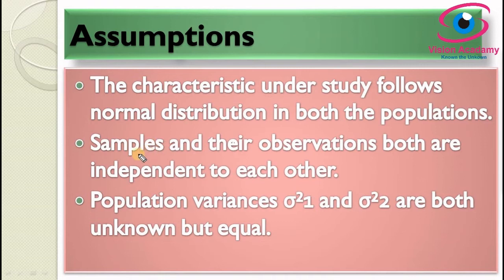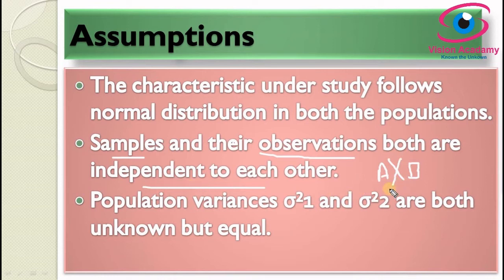One more assumption of the two sample t-test is that the samples you collect and their observations must be independent of each other. For example, in the problem ahead I am going to consider two types of diet foods, that is diet A and diet B. Between these two types of diet foods, there is no relation. So diet food A and B must be independent. There must not be any relation established between these two samples. That is what I am saying here: samples and their observations are independent of each other.